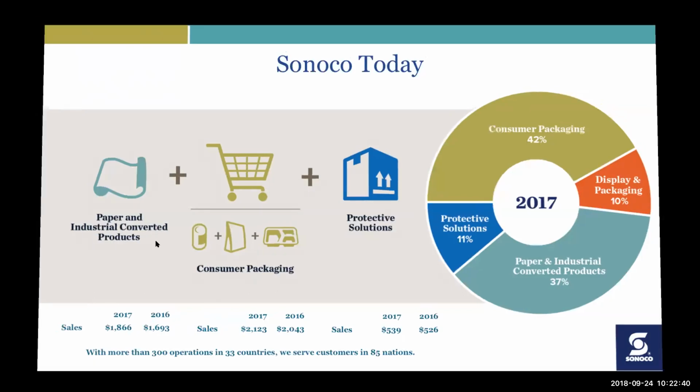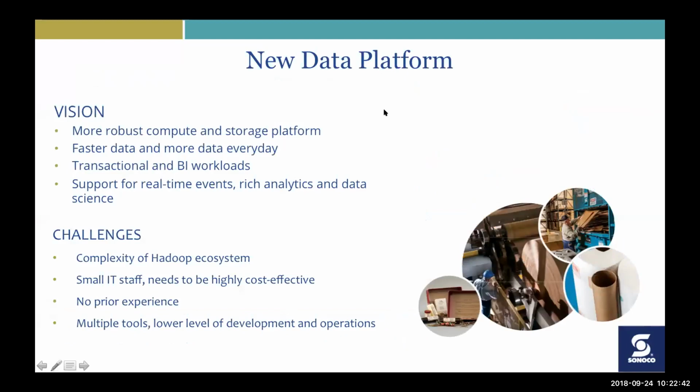There were several things that we needed to be able to deal with in terms of data and informational needs. We needed a much more robust compute and storage platform, just like Krishnan was talking about. We got faster data. We've got more data coming every day from all of these different systems. We also had a need for a single solution to handle transactional and BI workloads.